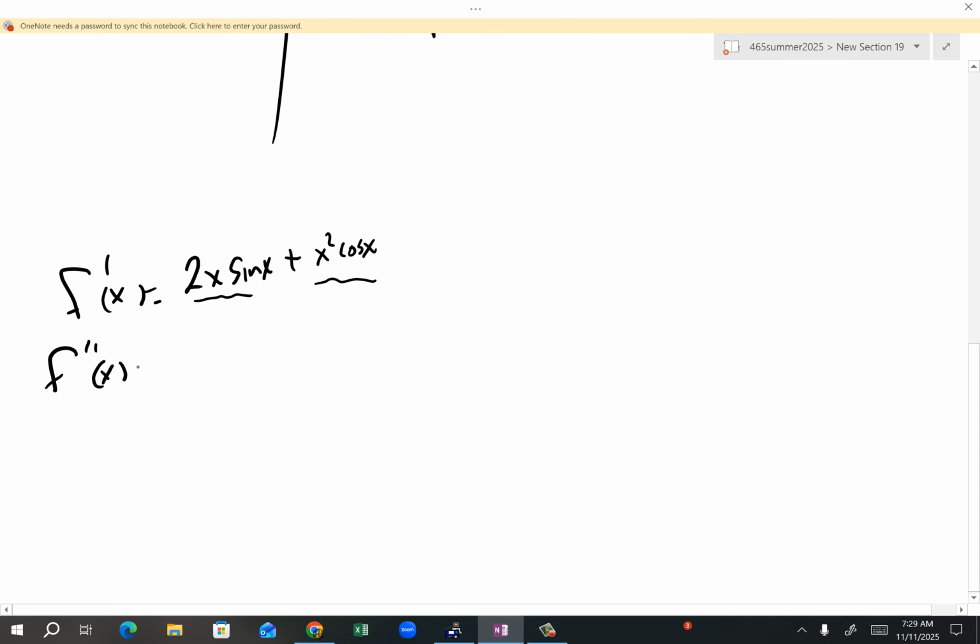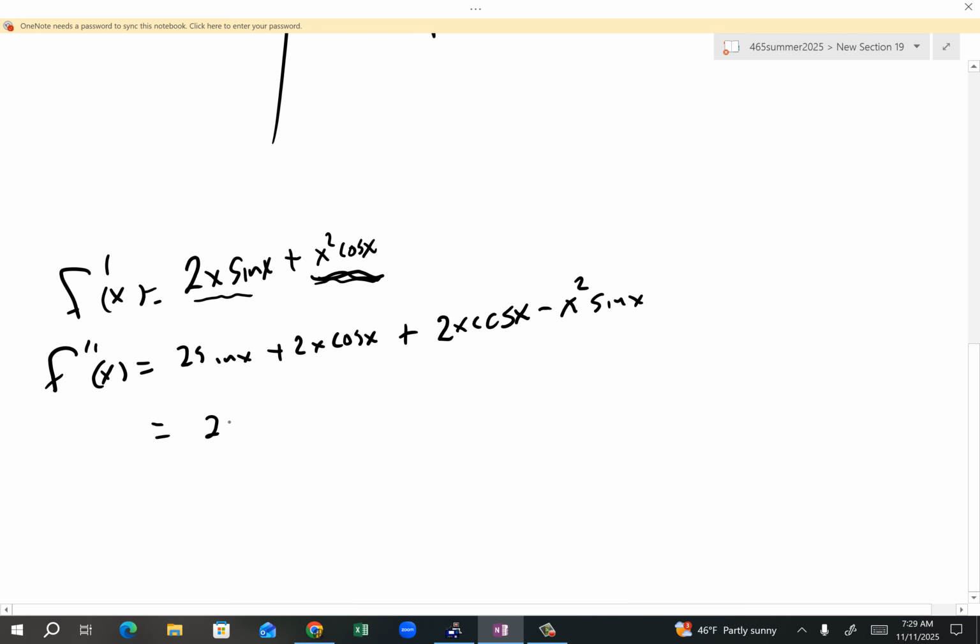So it's going to be 2 sine x plus 2x cosine x plus 2x, because now we're on this one now, cosine x. And then take x squared times the derivative of cosine, which is going to be minus sine x. And so if you do the math, you get 2 sine x plus 4x cosine x minus x squared sine x. So that baby equal to 0.